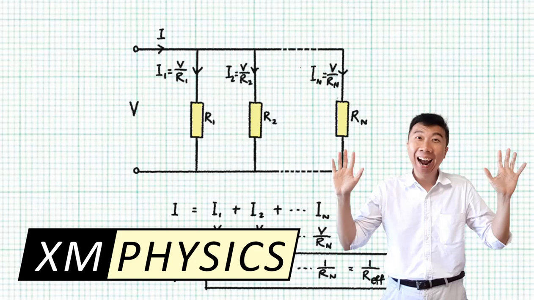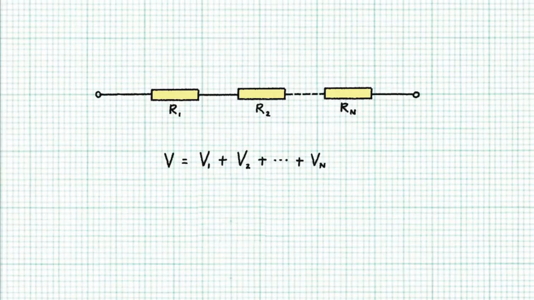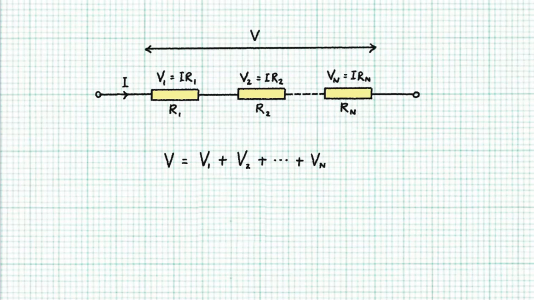Why does adding a resistor sometimes increase but sometimes decrease the overall resistance? If we connect resistors in series, then the current flowing through them is the same. So the PD across R1 is V1 equals IR1. The PD across R2 is V2 equals IR2, all the way until the PD across Rn is Vn equals IRn. All these voltages, of course, add up to the total PD across the entire resistor network.